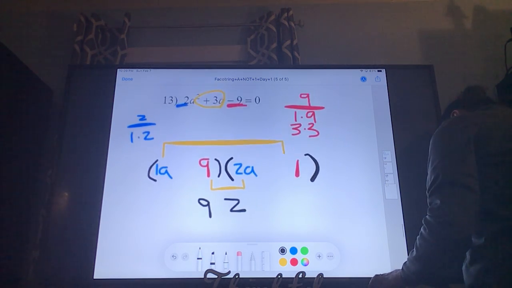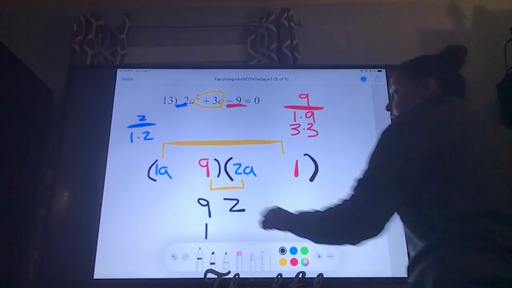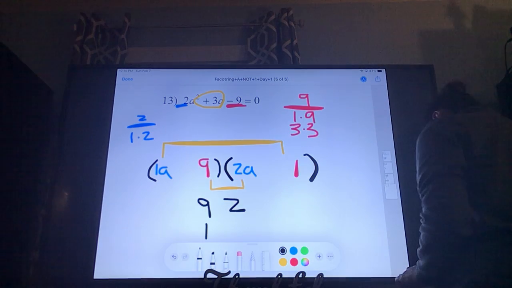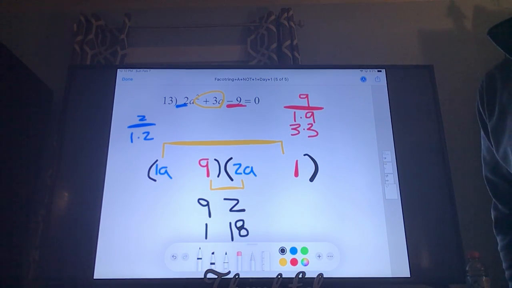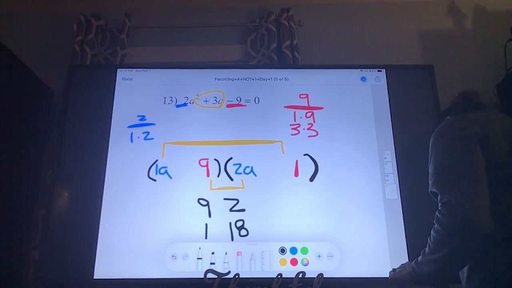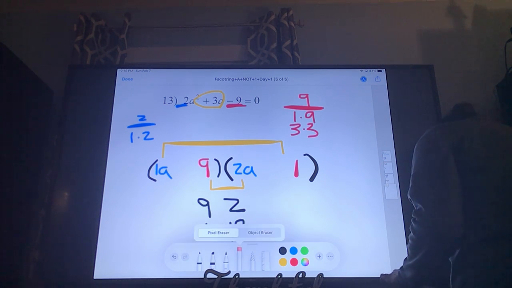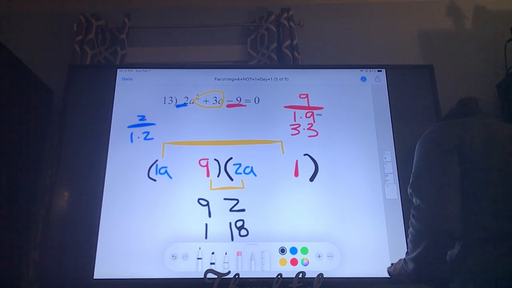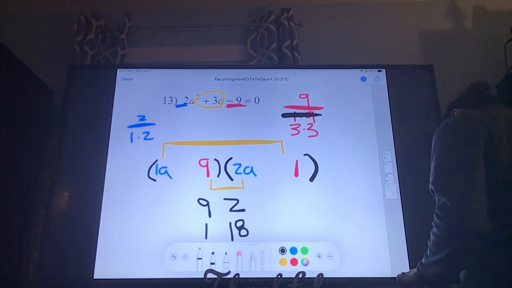Okay, let's check the outers. 1 times 1 is 1. The inners, 9 times 2 is 18. Would an 18 and a 1 ever give me a 3? No. Okay, and so now we can check our next set. So we know 1 and 9 and 9 and 1 doesn't work. So we could check 3 and 3.